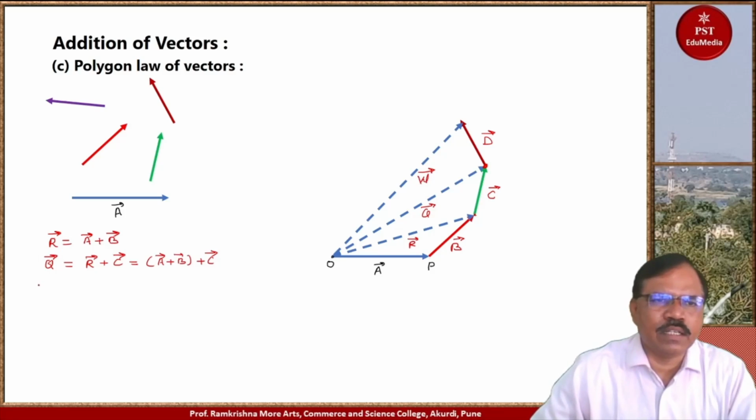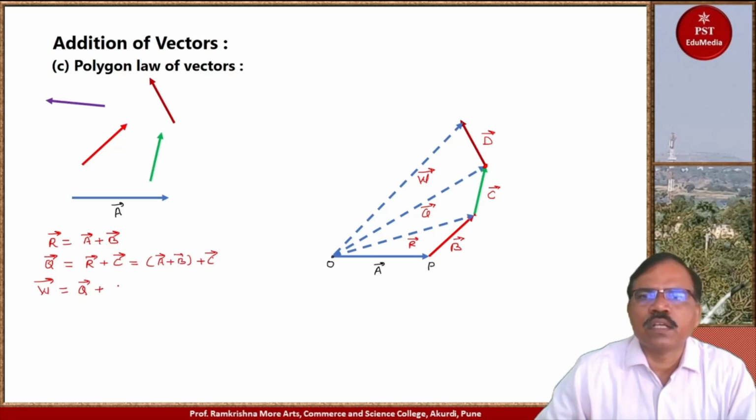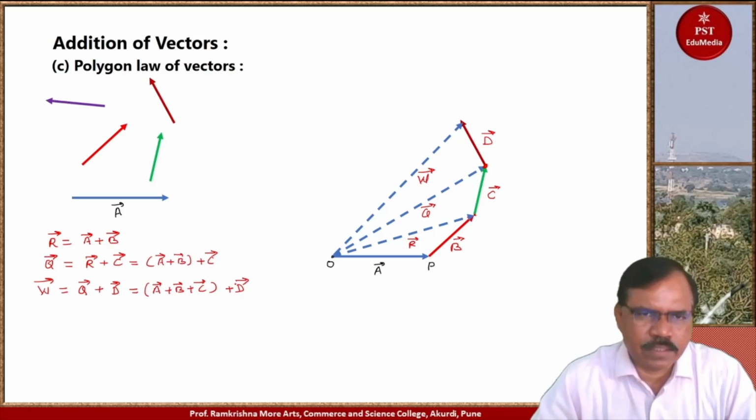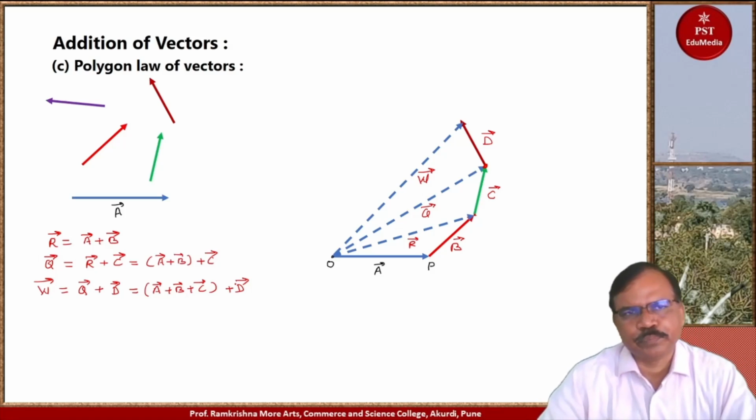So vector W is equal to vector Q plus vector D. Now see here, vector Q is A plus B plus C. This is vector Q plus D. So we got vector W.